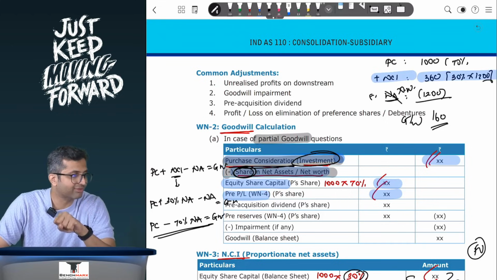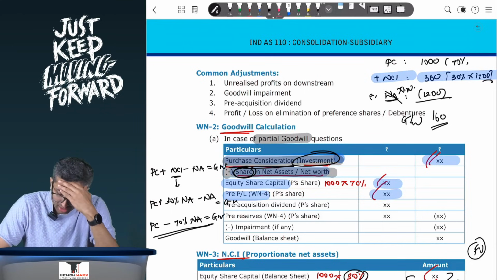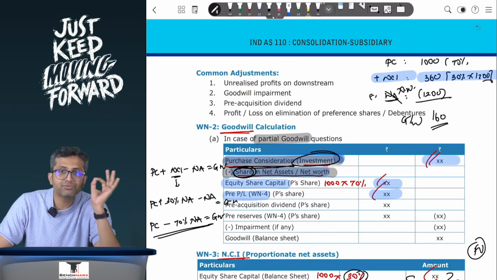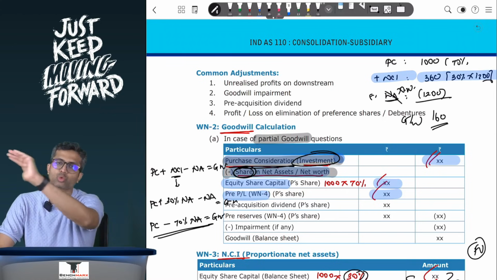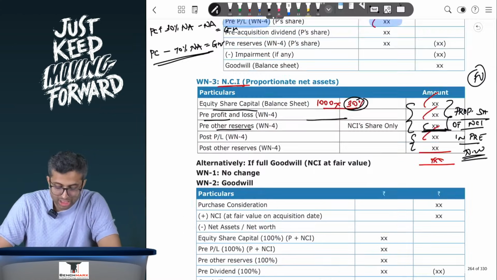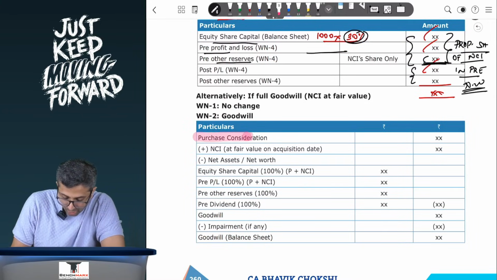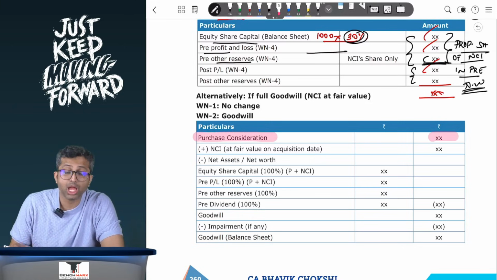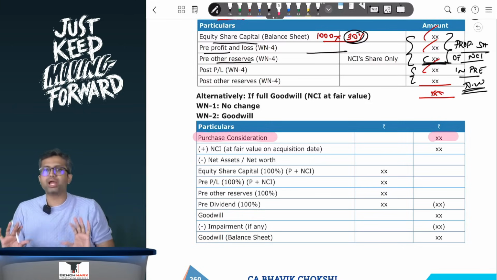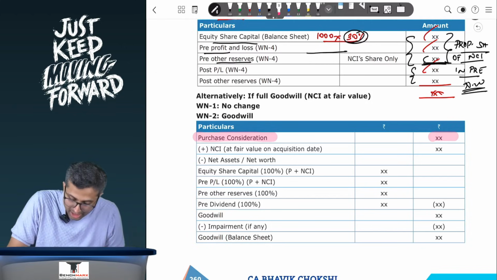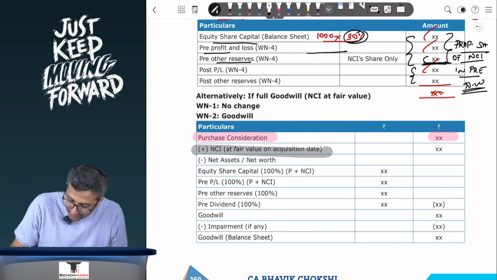If NCI was calculated using the fair market value method, in which case the NCI is not 30% of the net assets, and the question is a full goodwill question, there have been multiple questions that have come in the exam which are partial goodwill questions, and multiple questions which have been full goodwill questions. So if it is a full goodwill question, how will the solution change? Well, you will start with PC in the same way. But rather than subtracting my share of the net assets, I will first add the NCI. Sir, which NCI? NCI, which is the fair value as on the acquisition date.